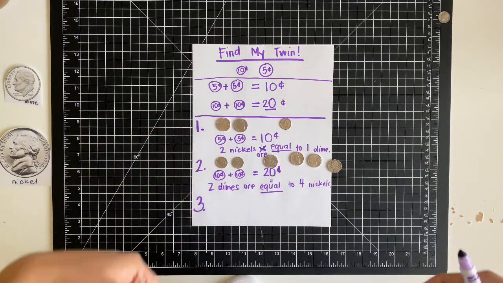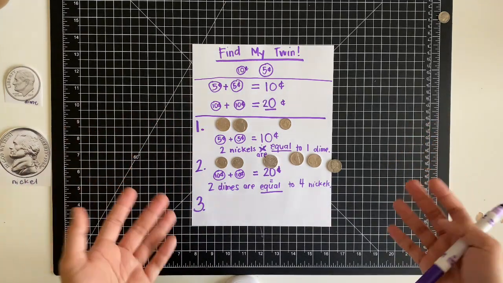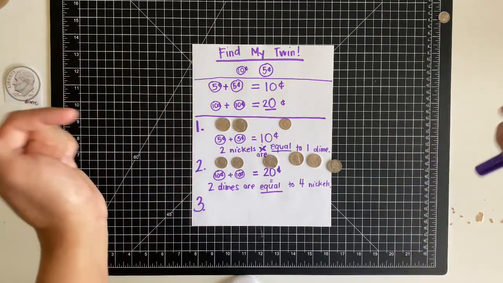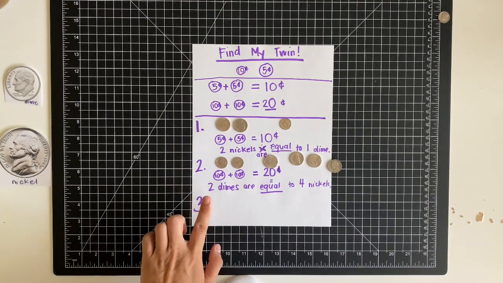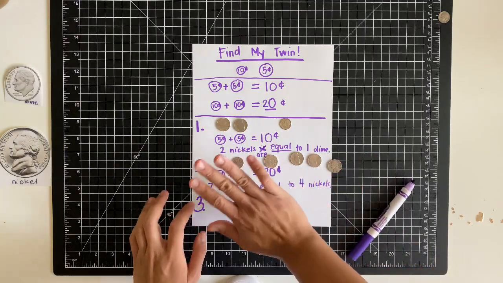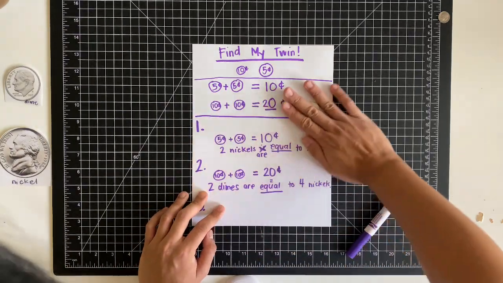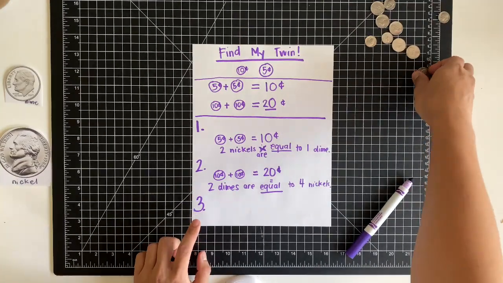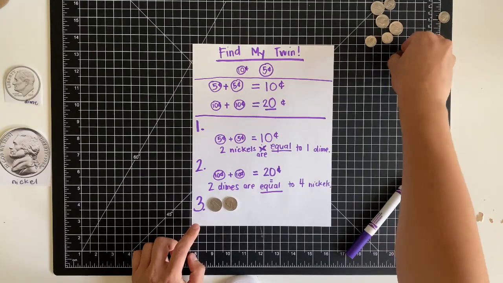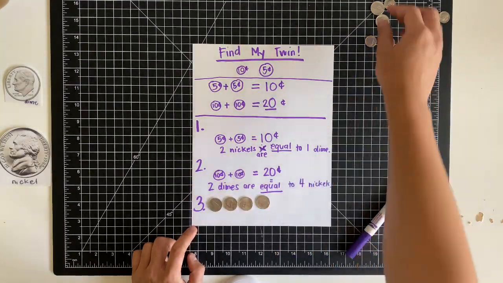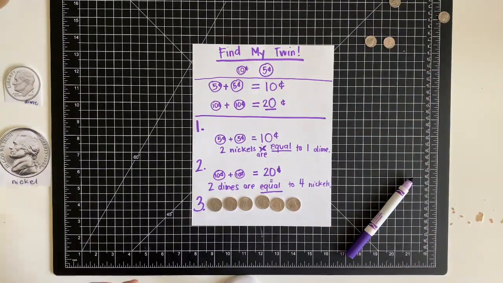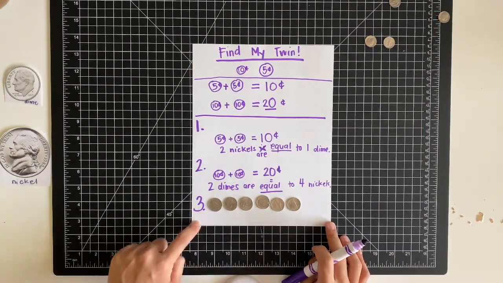And number 3, I'm just gonna let you and your family solve it on your own, and make sure you share your work and your answers in the comments below. So here's the last one. I'm actually gonna need more coins. So I'm just gonna move all these coins that I have. And for number 3, I'm gonna use nickels first. 1, 2, 3 nickels, 4 nickels, 5 nickels, 6 nickels. There you have it. I have 6 nickels here.